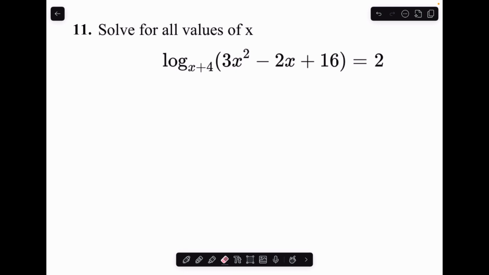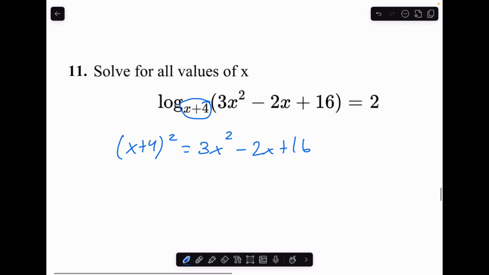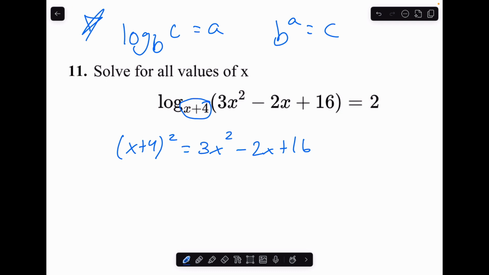Something that is incredibly important is that because the base has more than one term, we're going to take it and raise it to the second power, but we have to make sure that we put parentheses around it. If you don't do that, it's going to be wrong. All I did was rearrange it, from log base B of C equals A to B to the A equals C. This is incredibly important. You have to make sure you've got that down.